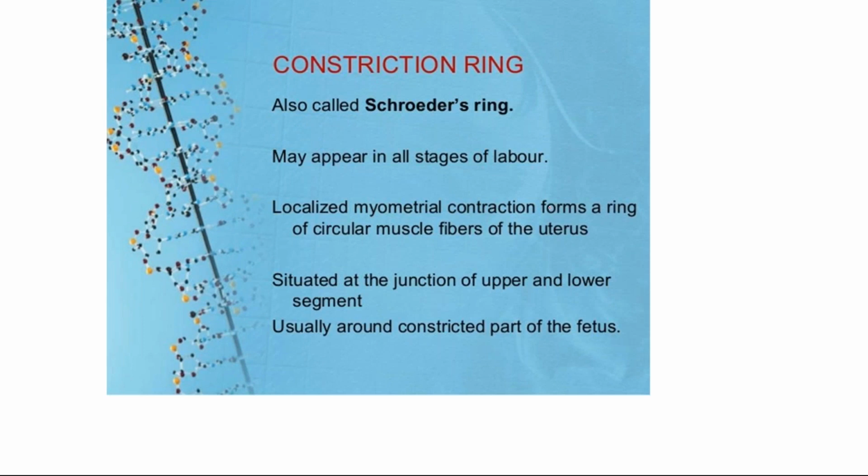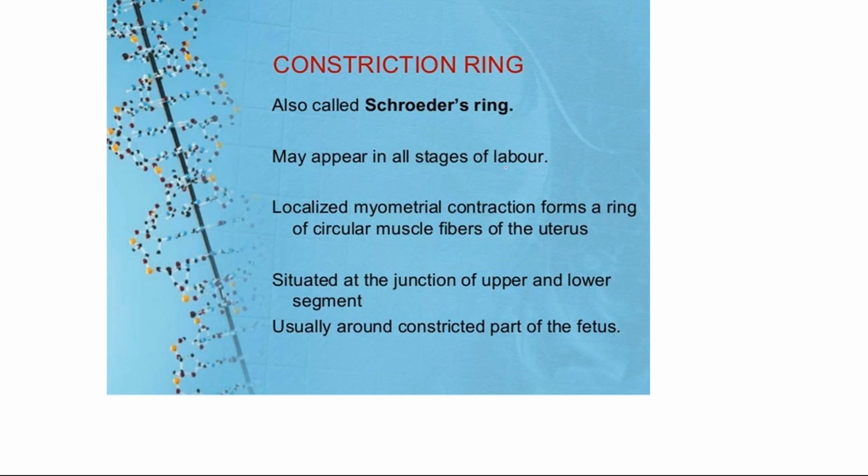Now the constriction ring, also known as Schroeder's ring, appears in all stages of labor, whereas a Bandl's ring usually appears in advanced labor, in the second stage or late part of the first stage. A constriction ring can appear even in latent labor, in the early first stage, where there is a localized myometrial contraction. So this forms circular muscle fibers that become a ring.